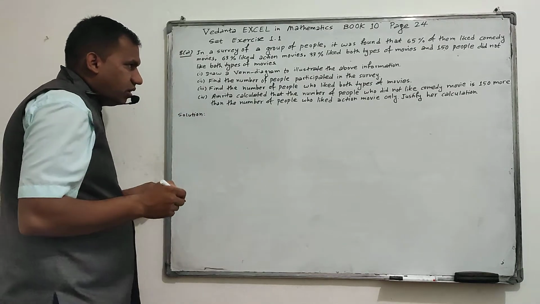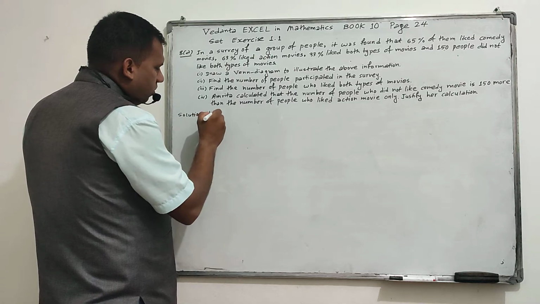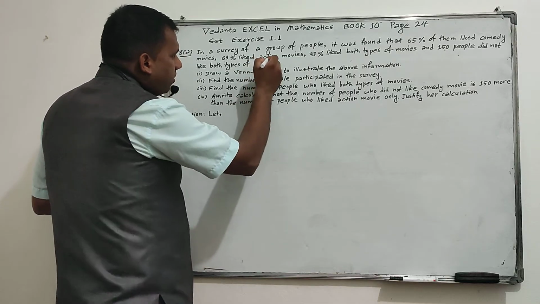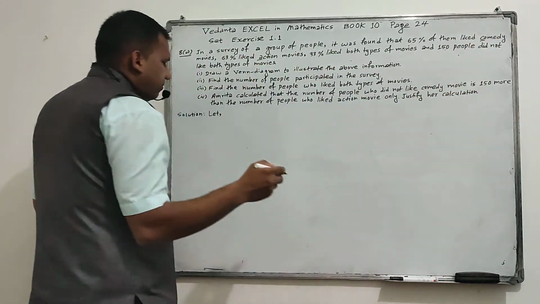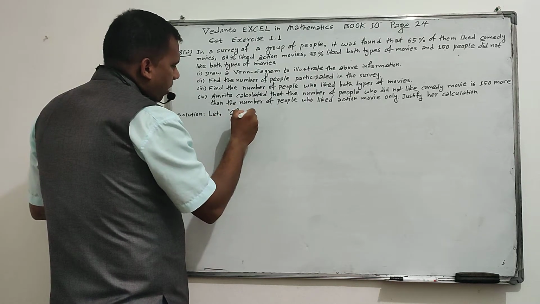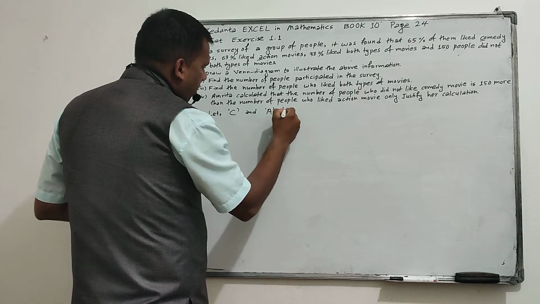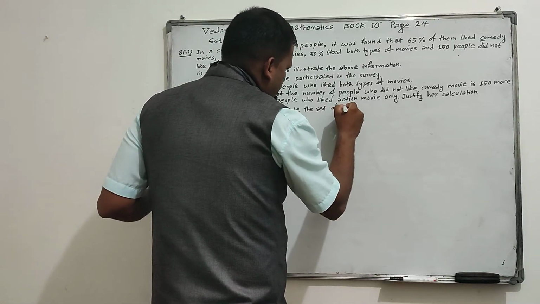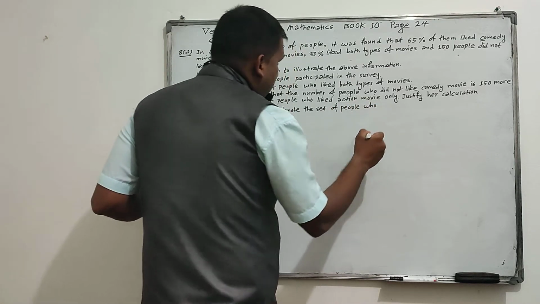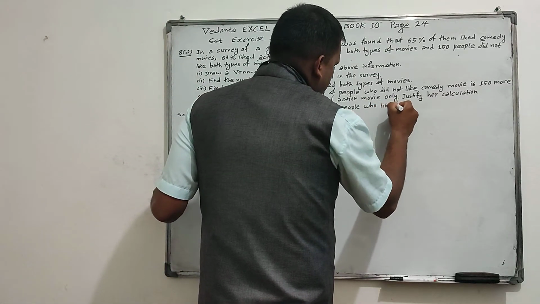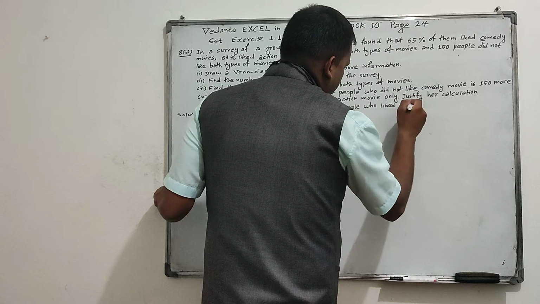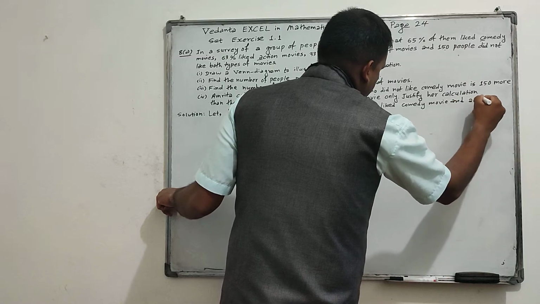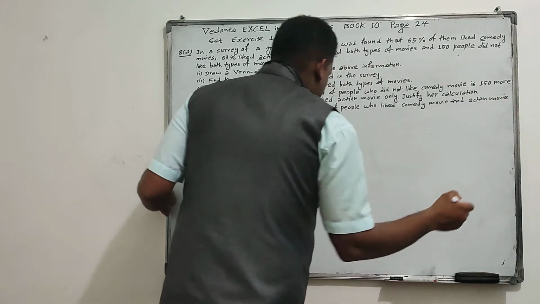Solution. First of all, we have to suppose the names of the sets. So let comedy be C and action be A. So we can suppose that C and A denote the set of people who liked comedy movie and action movie respectively.